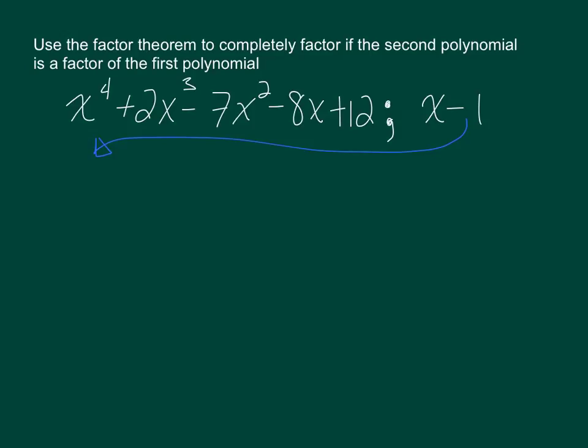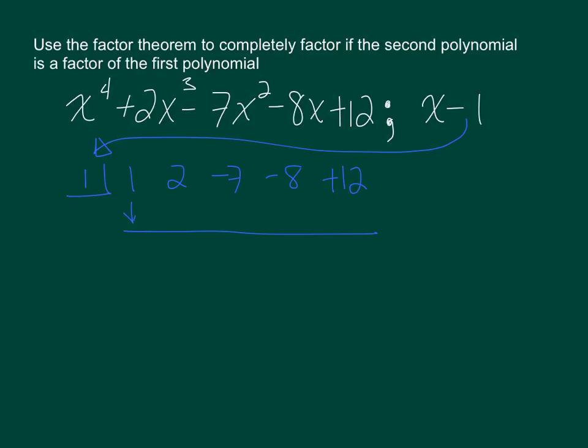Since we're using a synthetic division, we need to use the opposite of this -1, and that will go in our box. Then, to complete the synthetic division, we will use all of the coefficients in our first polynomial. So 1x to the fourth, 2x cubed, -7x squared, -8x, plus 12.